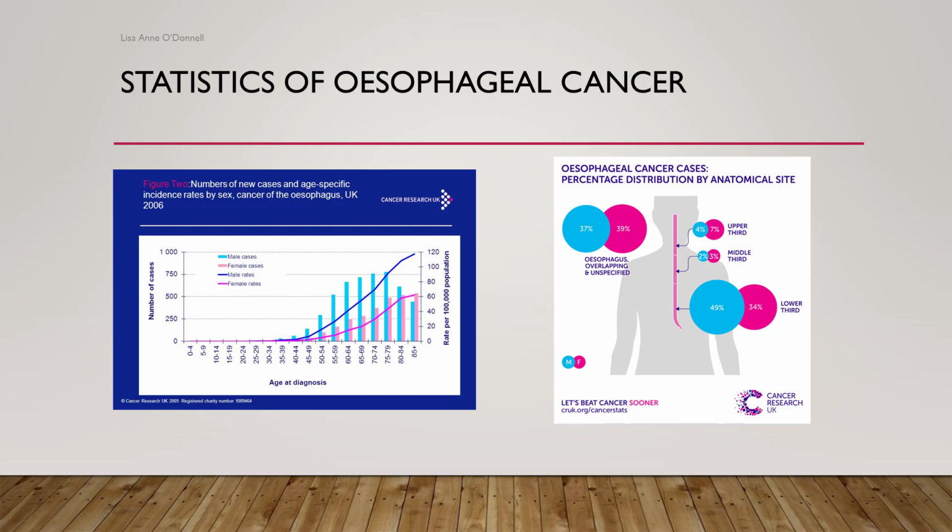Most esophageal cancers occur in the lower third of the esophagus. Incidence rates for esophageal cancer are projected to fall by 3% in the UK between 2014 and 2035 to 18 cases per 100,000 people by 2035.